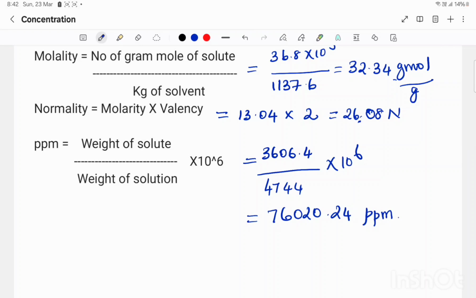So in this session we have discussed the basic concept of concentration and the various ways in which we can express concentration, and solved some simple problems based upon molarity, normality and ppm.